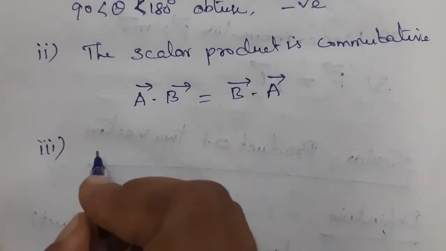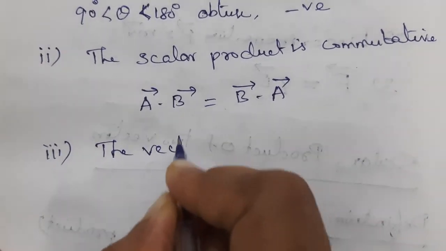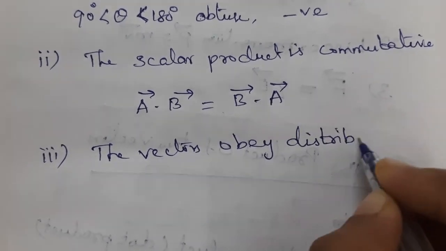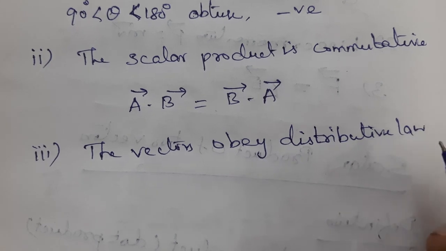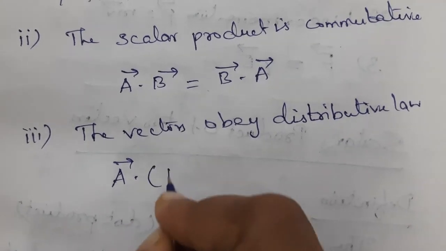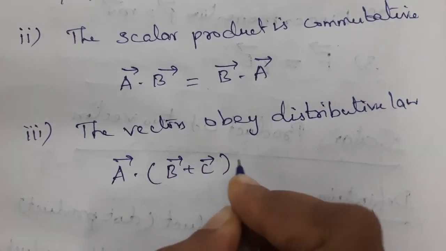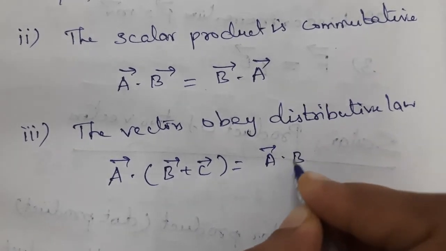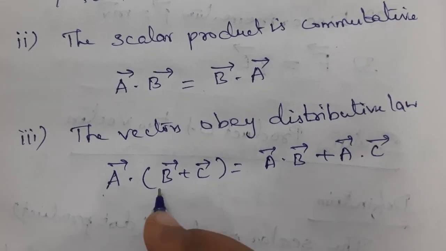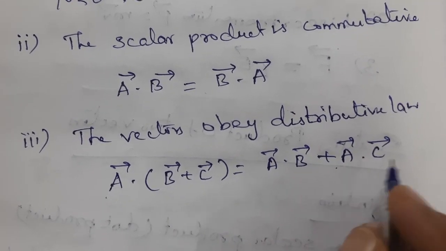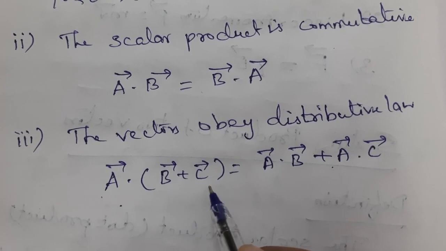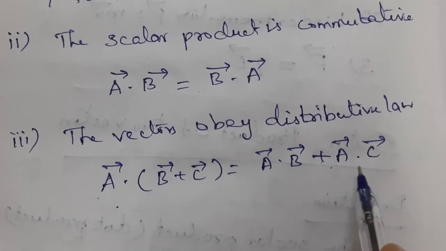Third property. The vectors obey distributive law. That is A vector dot B vector plus C vector equal to A vector dot B vector plus A vector dot C vector. A dot B plus C equal to A dot B plus A dot C.